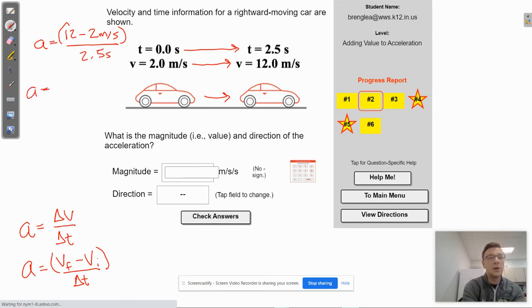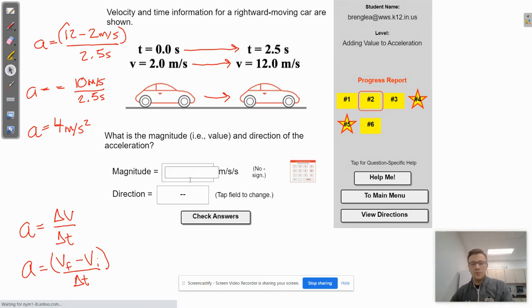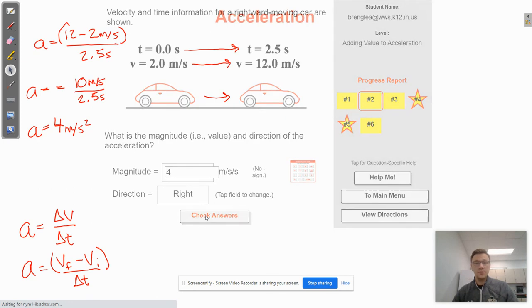So that means that our acceleration is going to be 10 meters per second divided by 2.5 seconds. So that means that the acceleration is going to be 4 meters per second squared. So our magnitude here is 4. And then we need to figure out the direction. It says that the object is moving to the right, and we know that the object is speeding up. So that means that the acceleration will also be to the right.